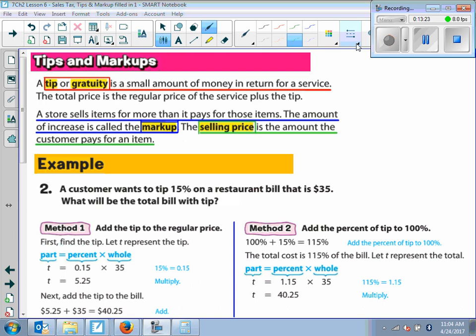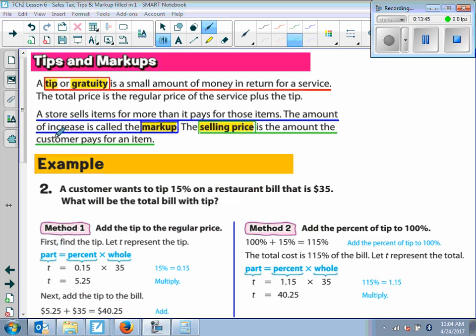All right, so tips and markups. Make sure you write down these definitions. The tip, or the gratuity, is a small amount of money in return for a service. Okay, and just like with the tax, the total price is the regular price plus the tip. Okay?